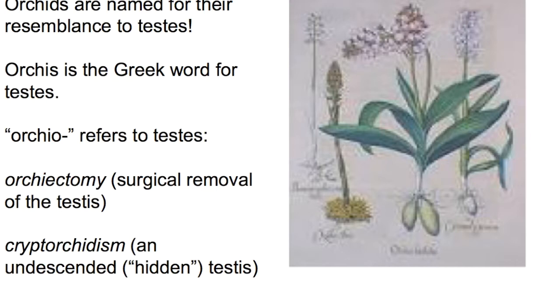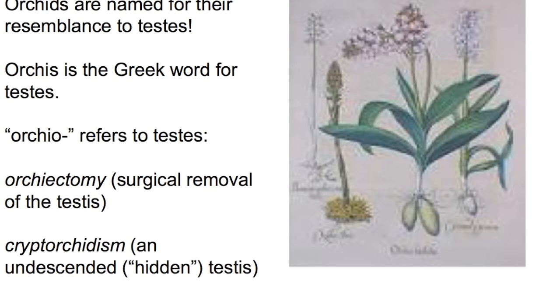So interestingly, orchids, which I think is funny because orchids are commonly, these days, the flower themselves are related to females, but they're named for their resemblance to testes because if you look at the roots at the bottom, they look like testes. Okay, so anytime you hear orchio or orchid, it's referring to testes. So maybe you've heard orchiectomy, so removal of the testes. This may occur like during testicular cancer.